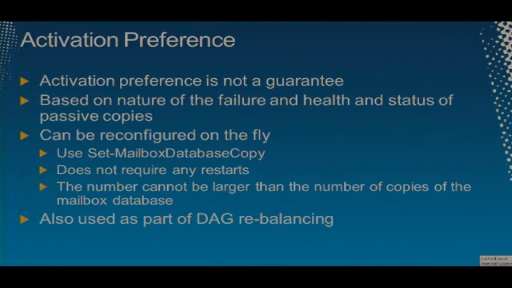Now, we also use activation preference as part of what we call DAG rebalancing. Basically, rebalancing a DAG means making all of the DAG members equal with respect to the number of active databases they have, the number of passive databases they have, and the sum total of the activation preference values of those databases. In fact, we have a script that we ship called RedistributeActiveDatabases that will rebalance the DAG for you. We'll talk about rebalancing the DAG in another session as well, but we do use activation preference as part of that balancing mechanism.